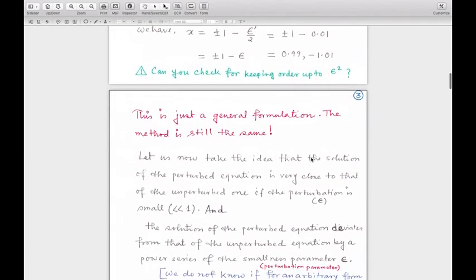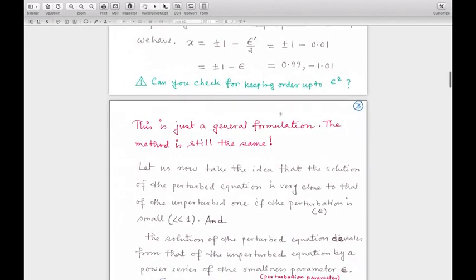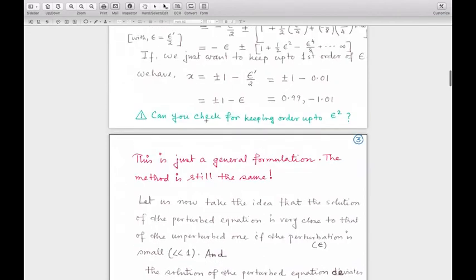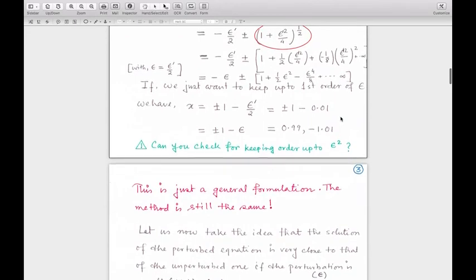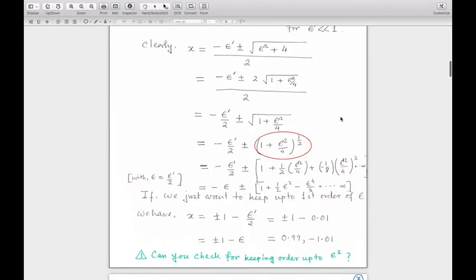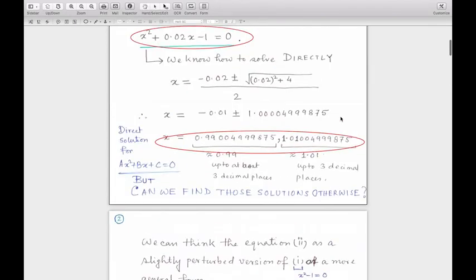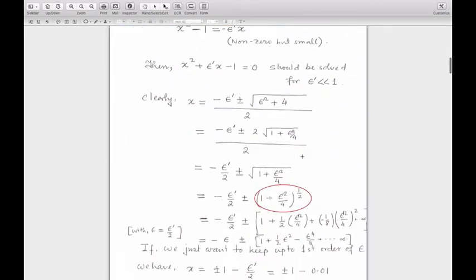Okay, these two equations. I give you a small home task: can you check for the order up to epsilon square, and actually if you are enthusiastic you can check for the higher orders, and you will check whether step by step you are converging towards these two solutions. Okay, once again this will be a minus 1.01.